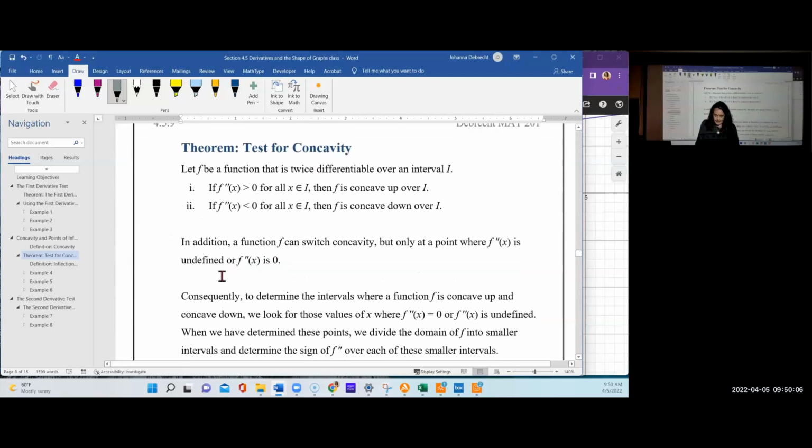And this is the test for concavity. And then we're going to talk about where to find inflection points. So let f be a function that is twice differentiable. So what does that mean, twice differentiable? It just means that the second derivative is defined.